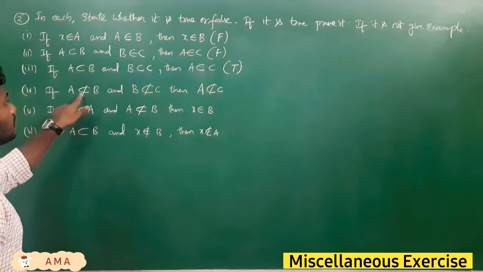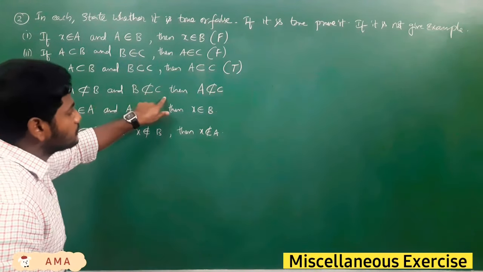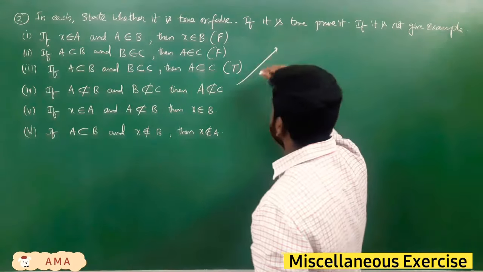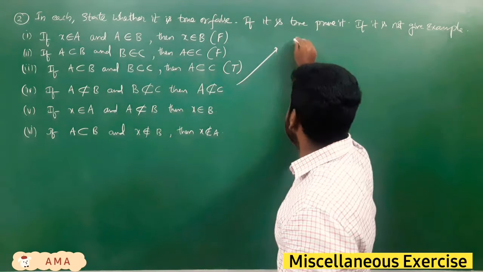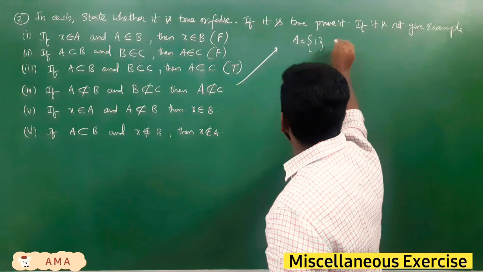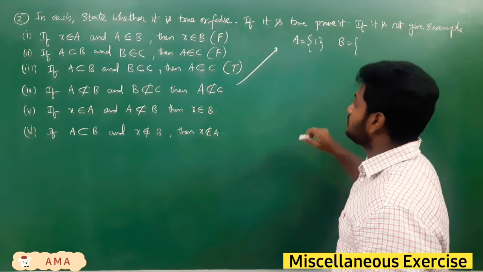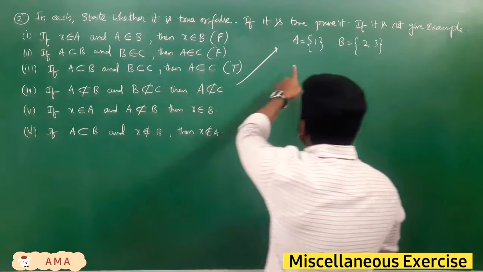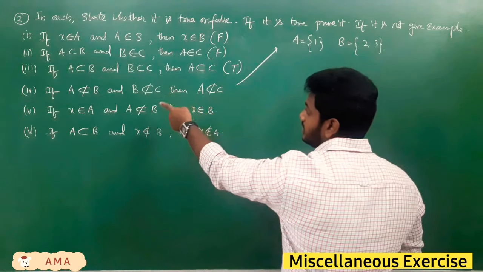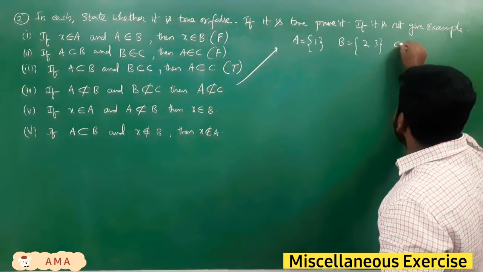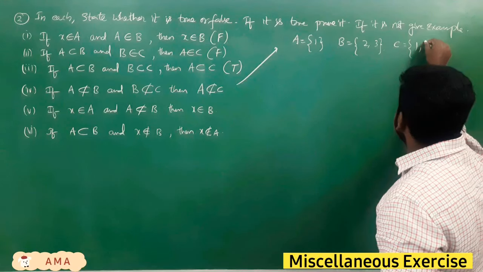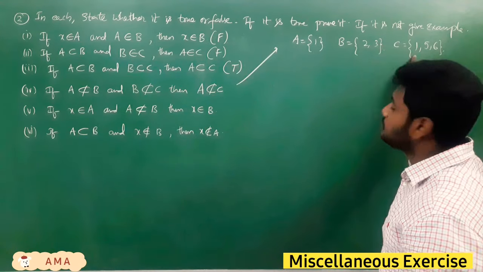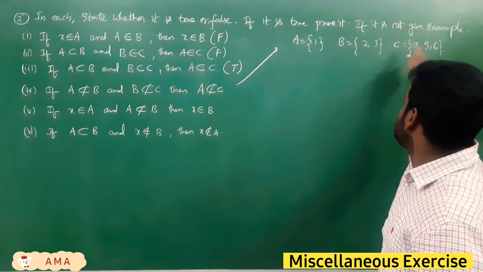Next, if A is not a subset of B and B is not a subset of C, then A is not a subset of C. For this, I should consider A not a subset of B. That means A is equal to the set {1}, and B, not a subset, means you consider {2, 3}. So by this, A is not a subset of B, yes, the first condition. Next, B not a subset of C. I will consider C as {1, 5, 6}. Here B is not a subset of C now. Every element of B is not present in C.